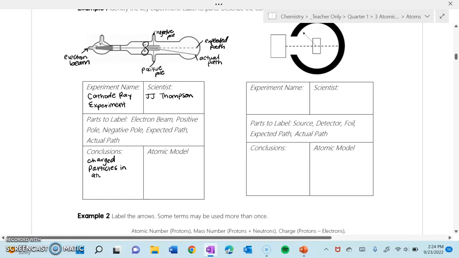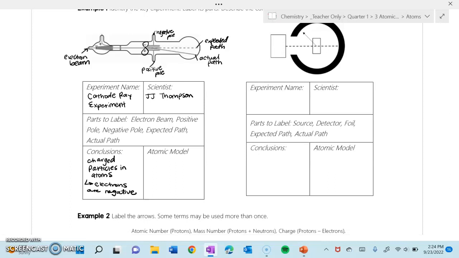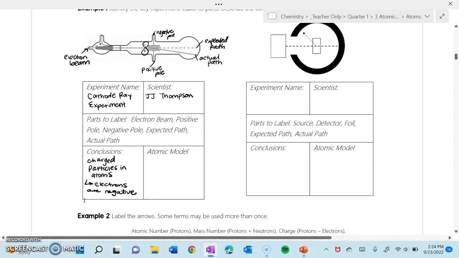And specifically, he discovered electrons because the beam was attracted to the positive pole, and opposites attract. So he called them electrons and said that they are negative. And because atoms are neutral, that also led to the discovery of protons, which would be positive. So those are the conclusions he made.